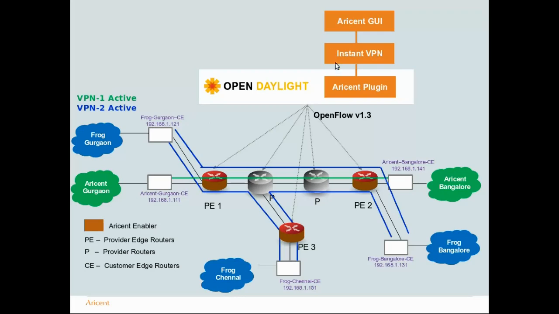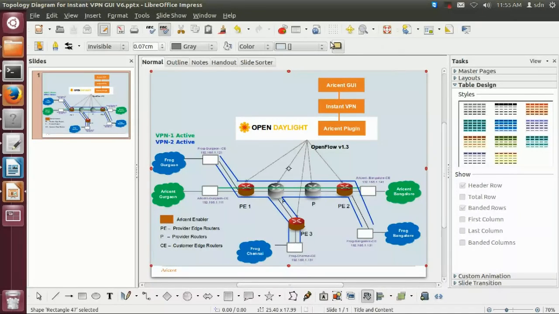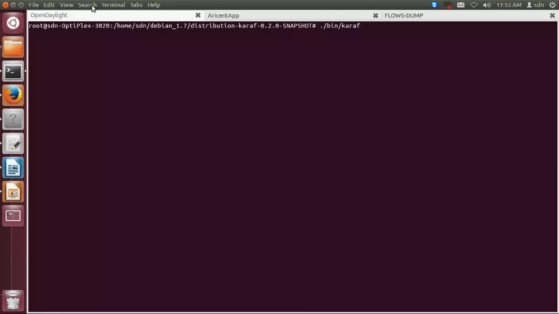On top of the OpenDaylight controller, we have the InstantVPN application, which is triggered from the Aricent user interface. This is equivalent to a customer portal or BSS application where the end customer can modify the VPN settings. In this demo, we will showcase VPN creation, activation, deletion, and their corresponding behavior using a chat application and accessing web servers. To verify connectivity on VPN activation, we will use a chat application between Aricent sites and a web server on the Frog sites.